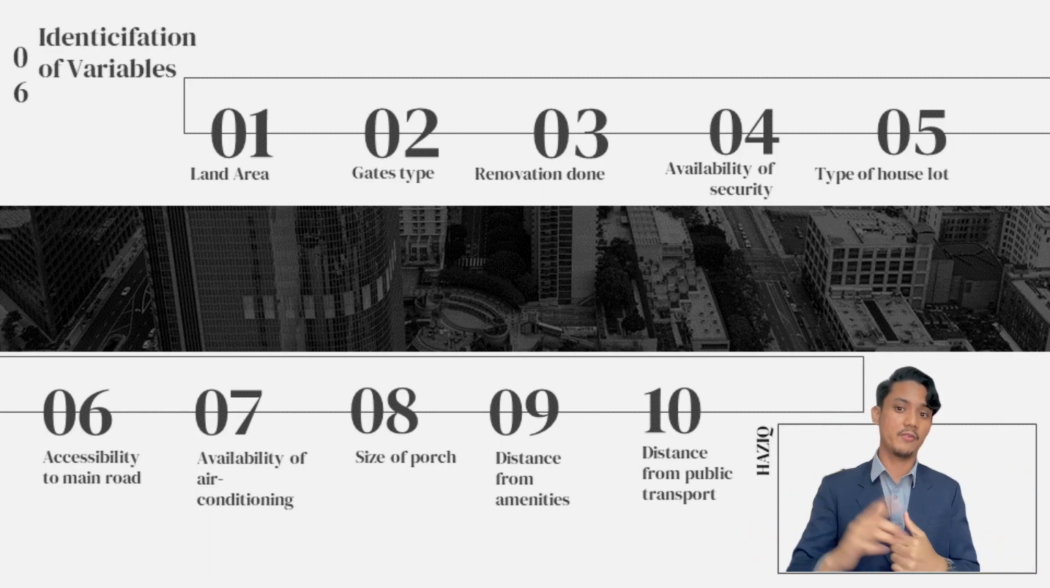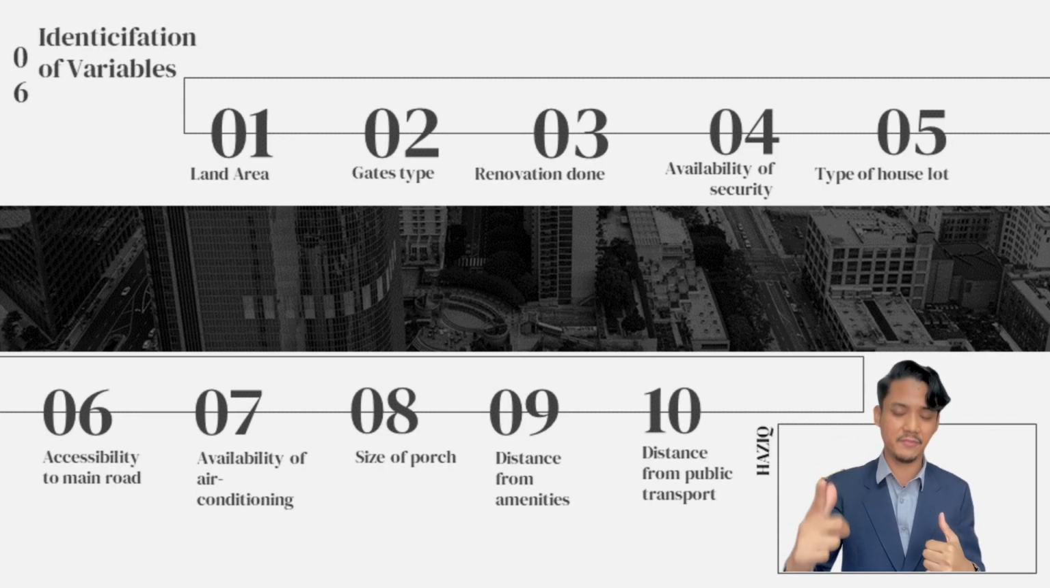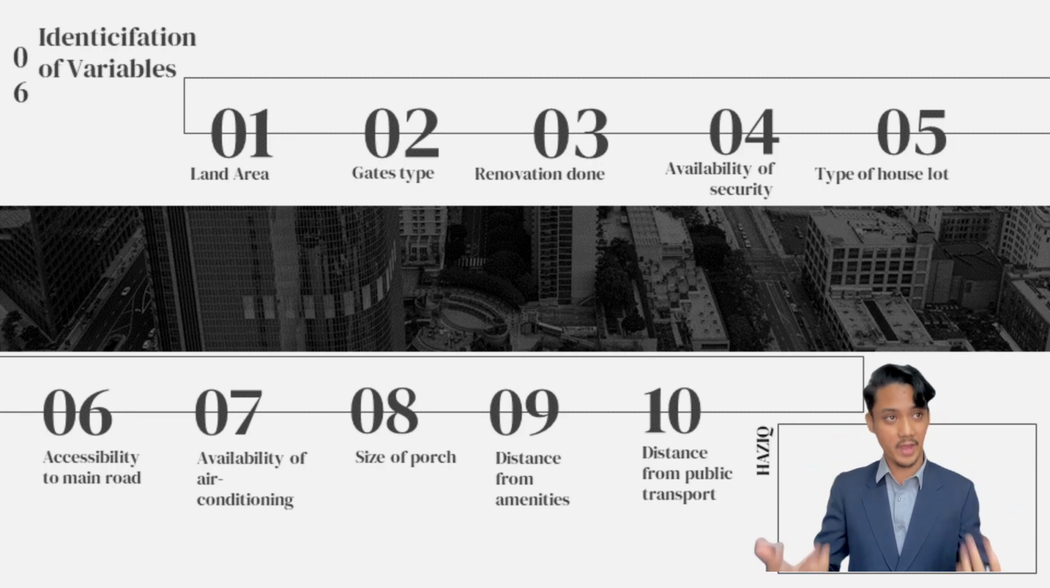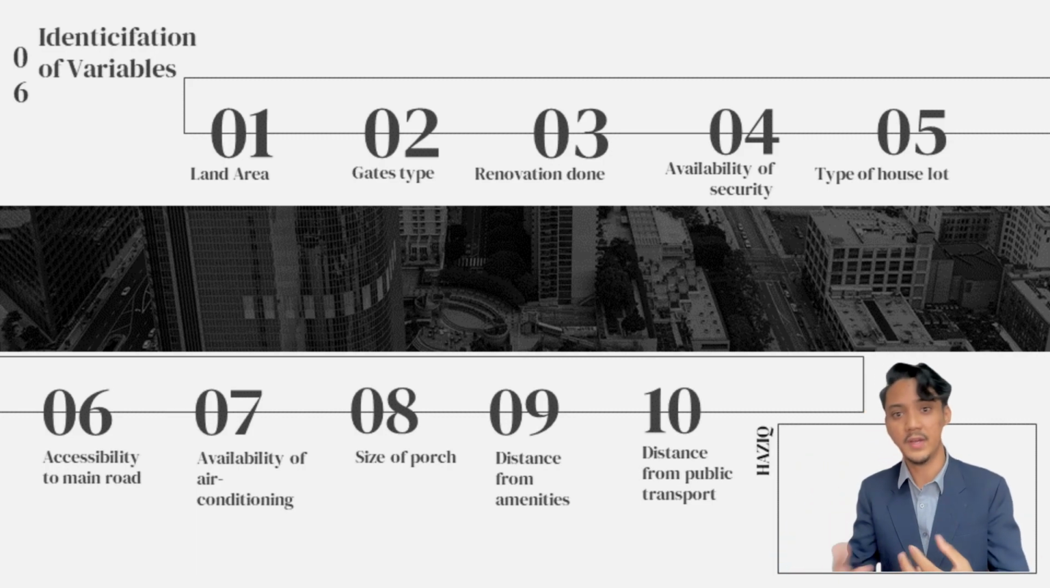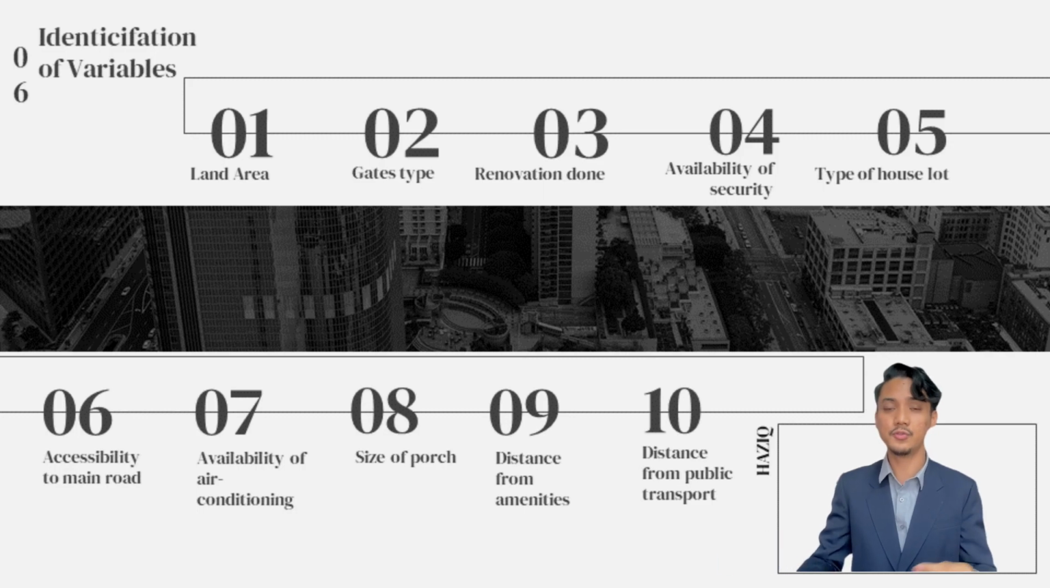The seventh IV is the availability of air conditioning. The air conditioning installation in the house can improve the comfort of living in the house for the residents.